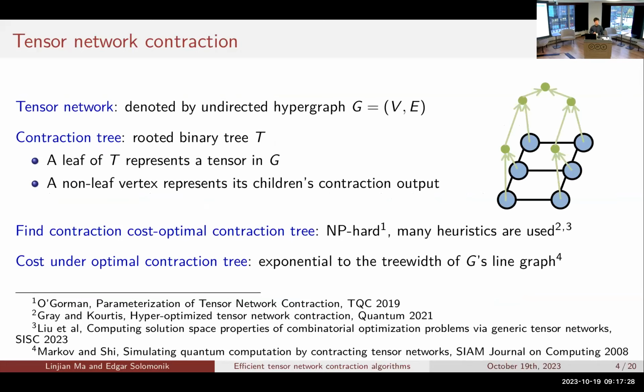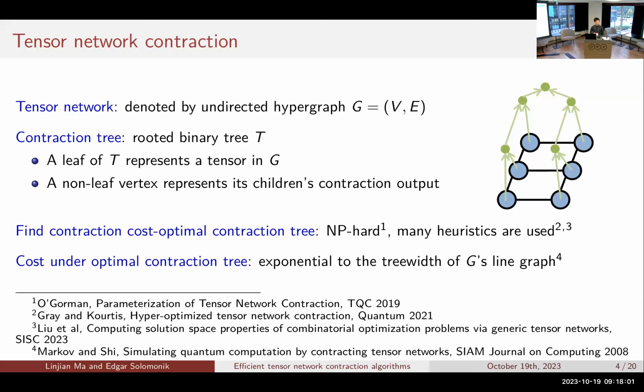The contraction of a whole tensor network can be denoted or guided by a contraction tree. The contraction tree is a rooted binary tree, and each leaf vertex in this rooted binary tree represents one tensor in the original tensor network, and each intermediate vertex in the contraction tree is the contraction output of its children. So in the right diagram, I visualize both the tensor network in blue and also the contraction tree.